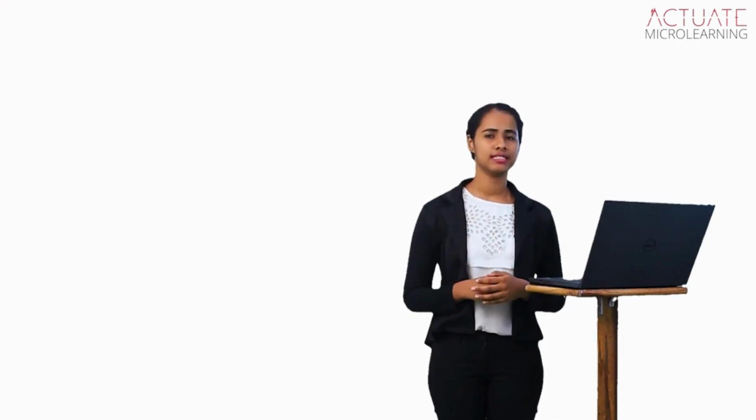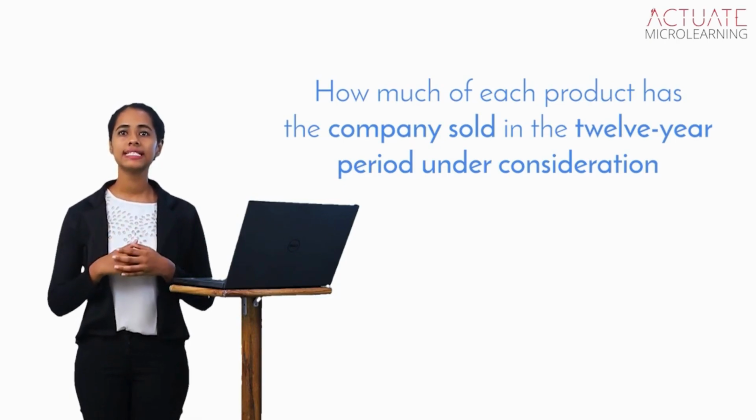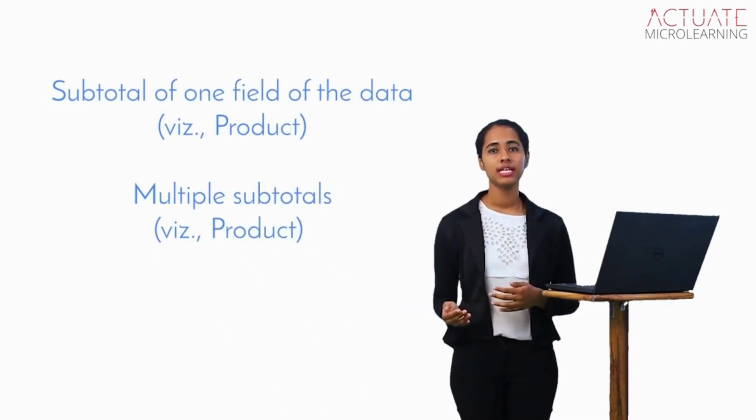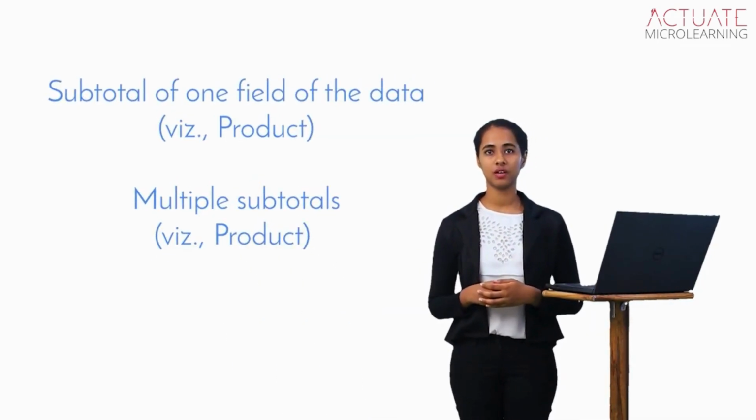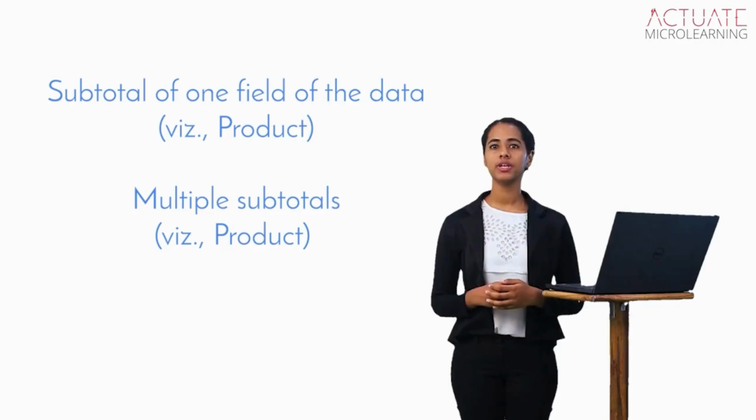For the sake of this lesson, we'll use product as the data field under consideration. Specifically, we are trying to ascertain how much of each product has the company sold in the 12-year period under consideration. Here's how using the subtotal feature in Excel helps us to do this in a simple manner. Now Excel allows us to create a single subtotal, that is a subtotal of one field of the data, which is product, and multiple subtotals. And we will explore these one at a time.